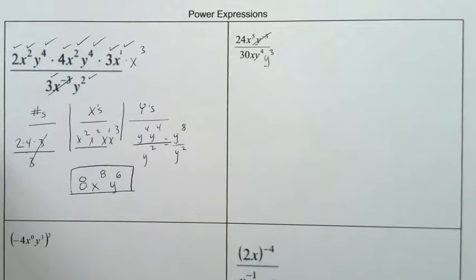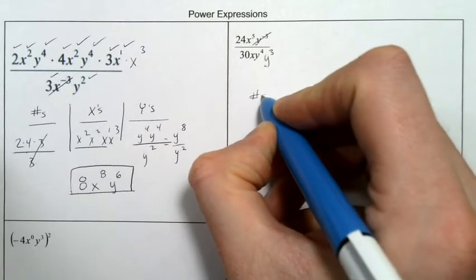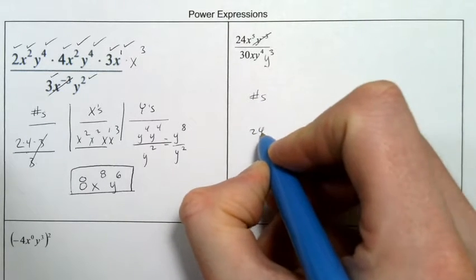Next, I'm going to look at my categories. So I'm going to look at my numbers. And look, I only have 24 over 30.